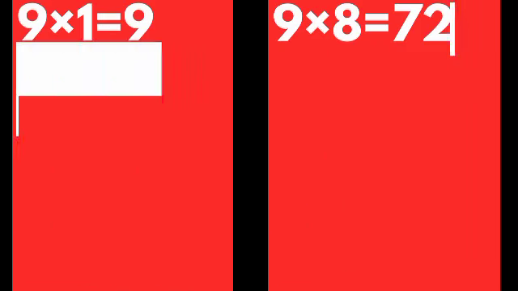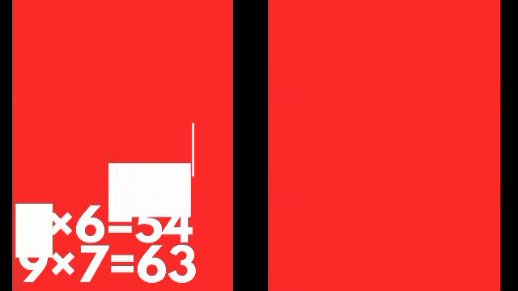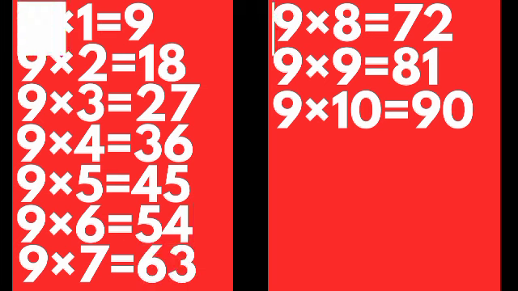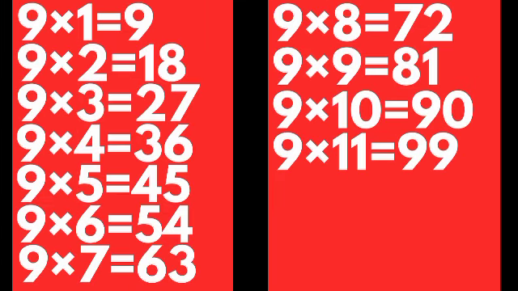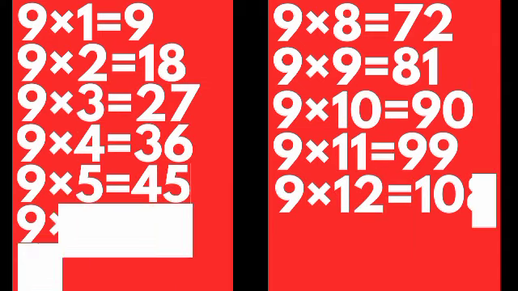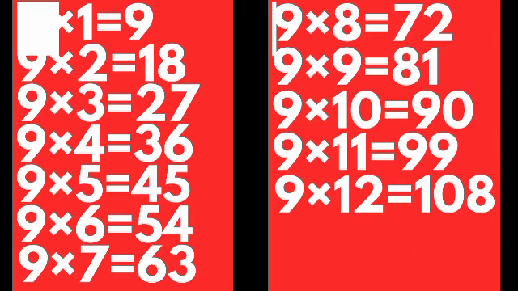9 times 1 equals 9. 9 times 2 equals 18. 9 times 3 equals 27. 9 times 4 equals 36. 9 times 5 equals 45. 9 times 6 equals 54. 9 times 7 equals 63. 9 times 8 equals 72. 9 times 9 equals 81. 9 times 10 equals 90. 9 times 11 equals 99. 9 times 12 equals 108.